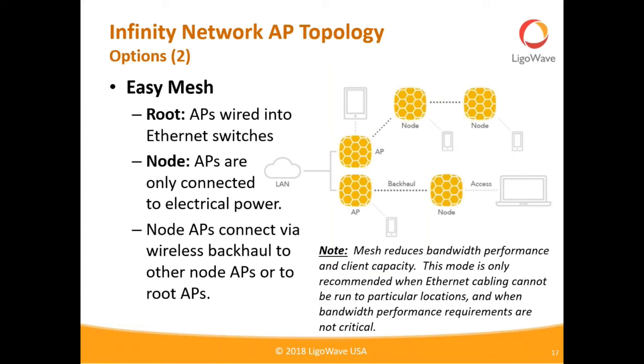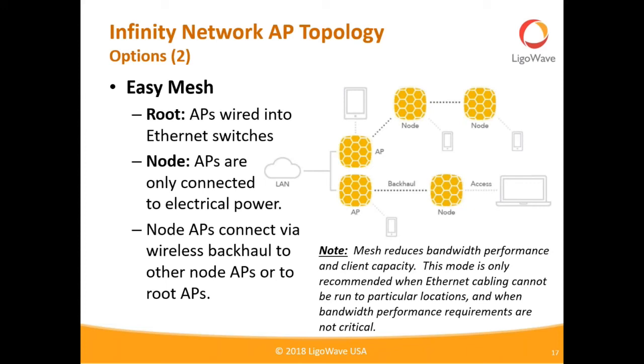Finally, you can operate the APs in mesh mode. If I can get power, but I can't get data wiring to some locations, then we can operate in mesh mode, where the root AP is wired into an Ethernet switch, and the nodes are only connected to electrical power, and they do their backhaul wirelessly.